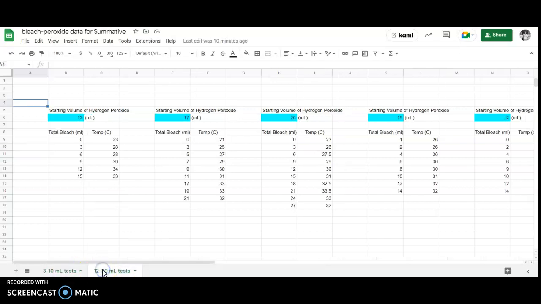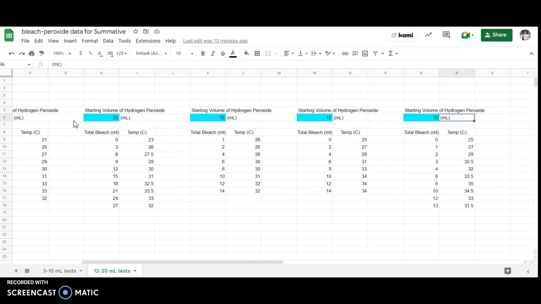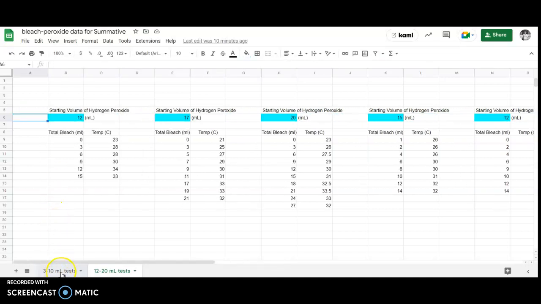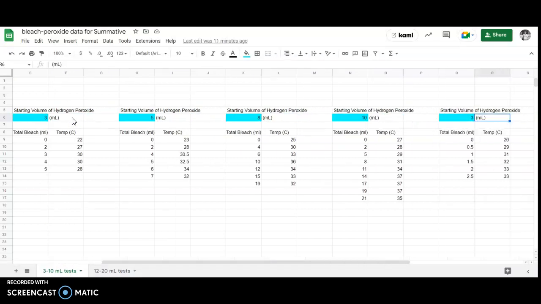If we switch over to the other tab, I broke out the larger volumes, 12 to 20 milliliters. I do want you to note that in each blue box you have the starting value of the hydrogen peroxide as it is labeled. Please note that these are not necessarily in order. It goes 12, 17, 20, 15, 12, and there's more data out here. So 6 data sets in this tab. And if you go to the other one, the lower volume ones between 3 and 10, we've got 1, 2, 3, 4, 5, and a 6th one out there.